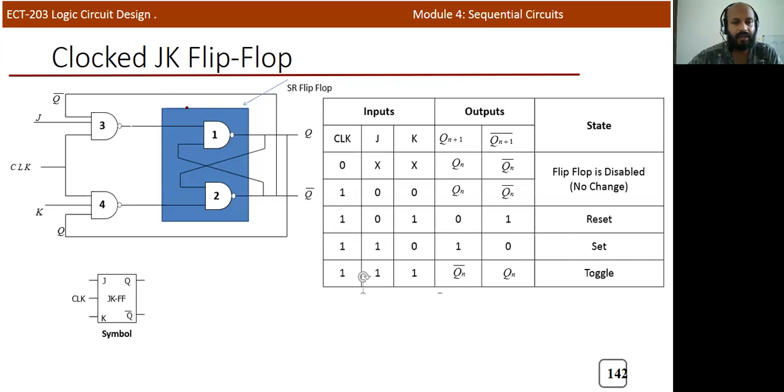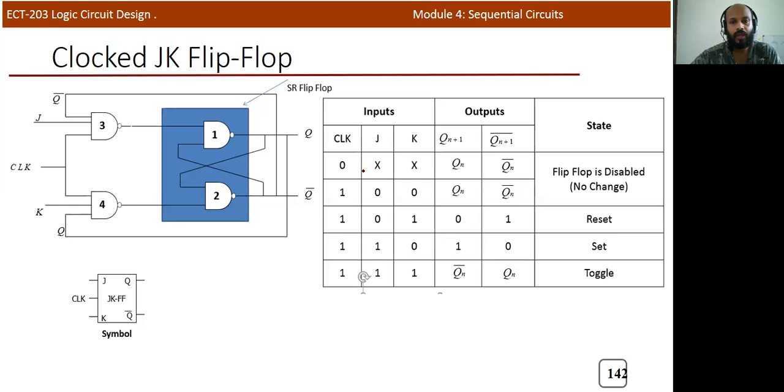If you slightly modify this, you can see the Q bar is connected to the input side through the J input, and the Q output is connected to the K input through the clock. There's a slight modification. So an SR flip-flop can be slightly modified, and it will operate as a JK flip-flop. All other working is similar. The only thing is we are taking the inputs Q bar and Q in this particular case.